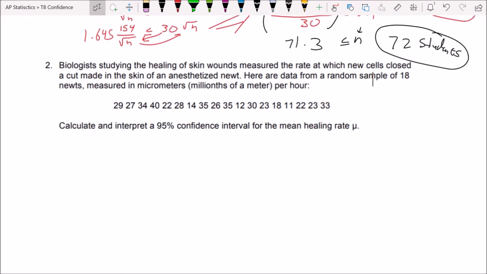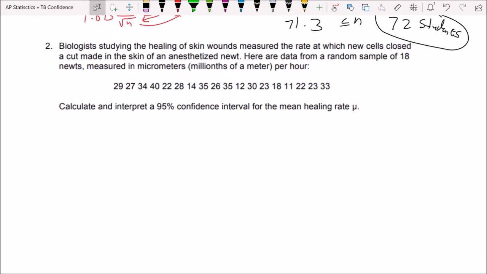Question 2. And guys, I don't necessarily recommend that you try this one without me. I'm going to show you a new technique in the calculator to hopefully make this question easier than it would otherwise be. Here it is.